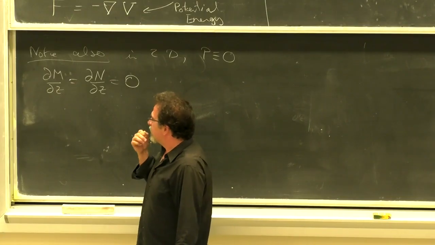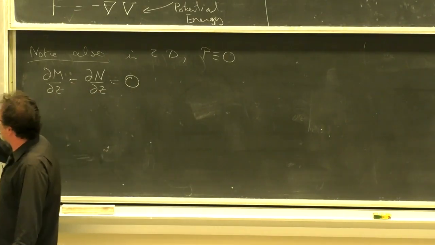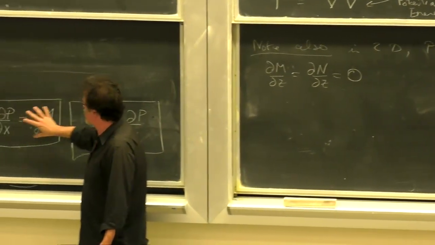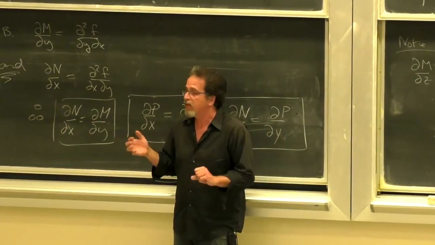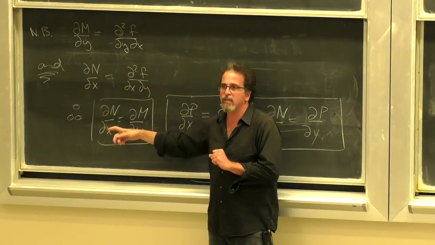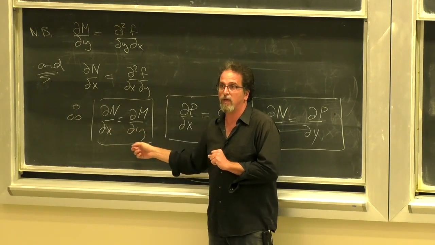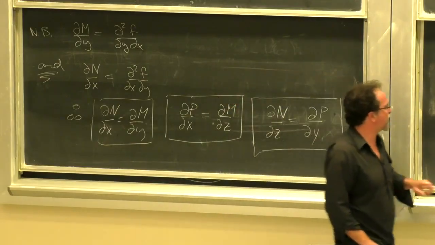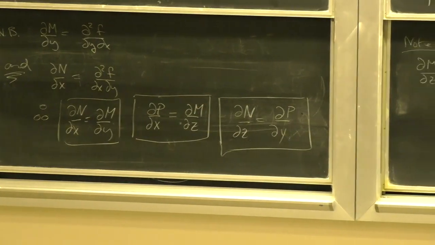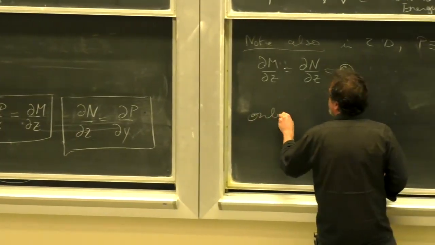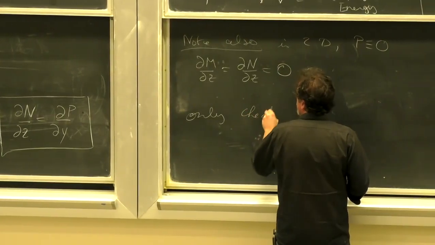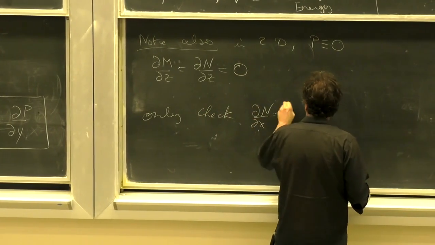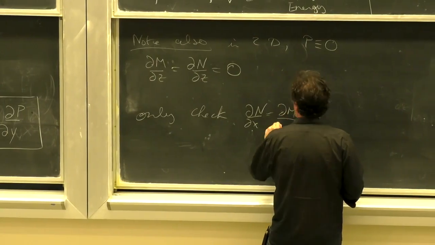So in 2D, this is equal to 0, this is equal to 0, this is equal to 0, this is equal to 0. These are all satisfied. In 2D, the only thing you have to check is this term. So let's check that term. So only check dn dx equals dm dy.